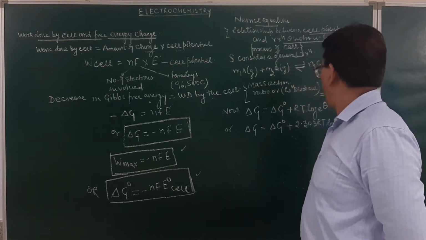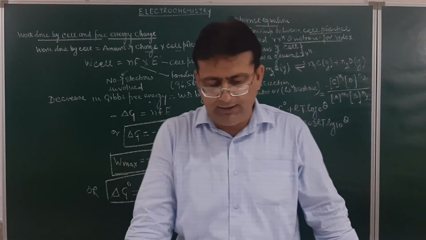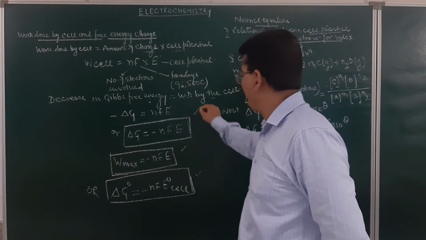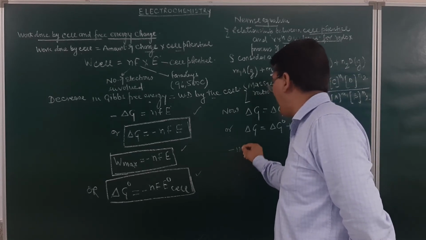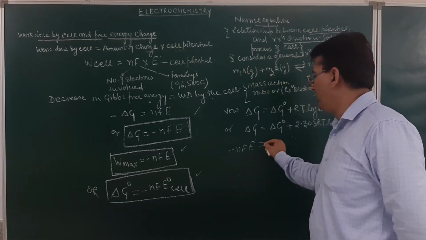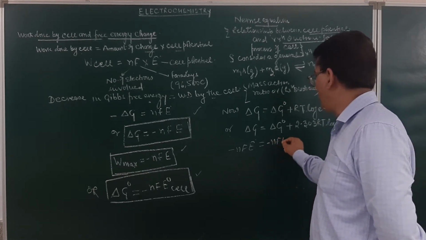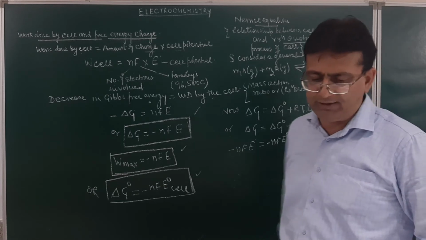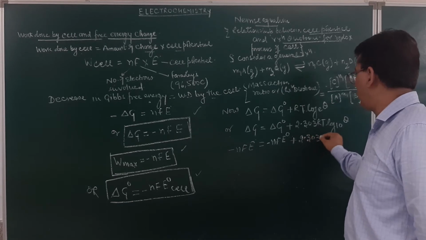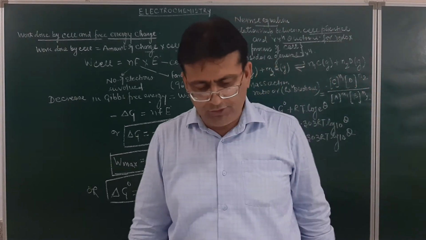Fine. If you solve it, we have done over here that delta G naught is equal to minus NF E naught cell. Or we may say, what is this delta G? Just prove. Delta G will be equal to minus NFE. Clear? Delta G naught is equal to minus NF E naught of the cell, that is at 25 degrees C, then plus 2.303 RT log base 10 of Q.